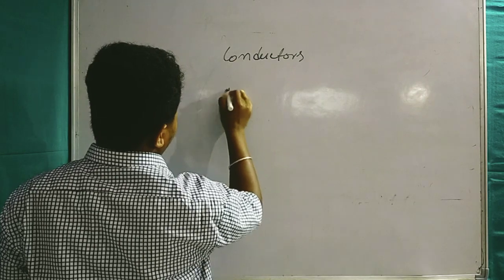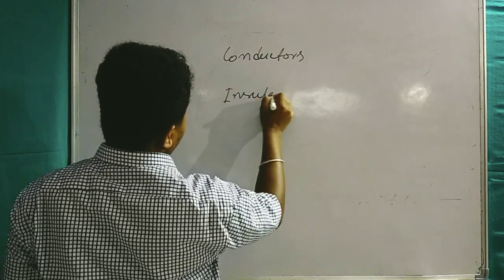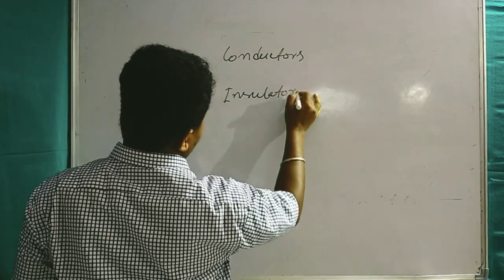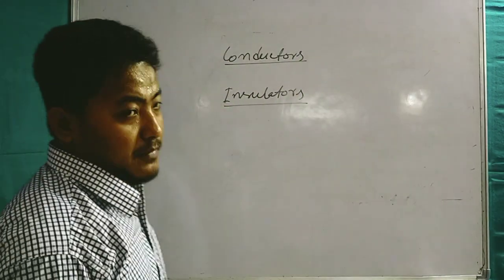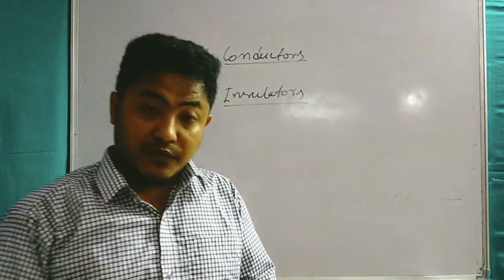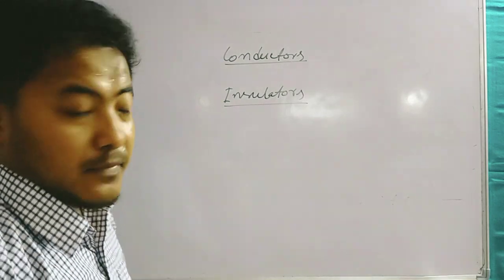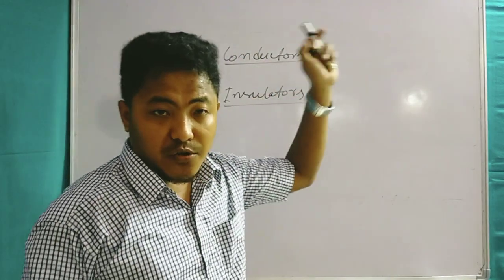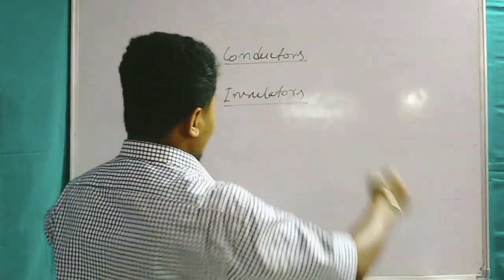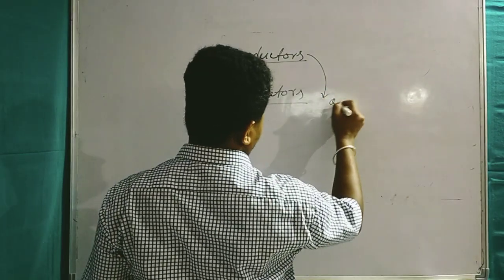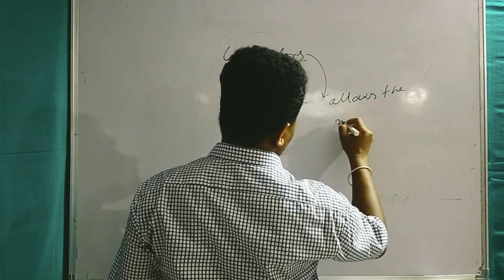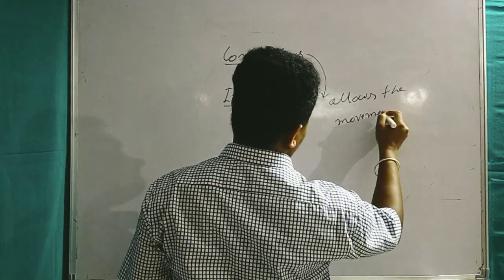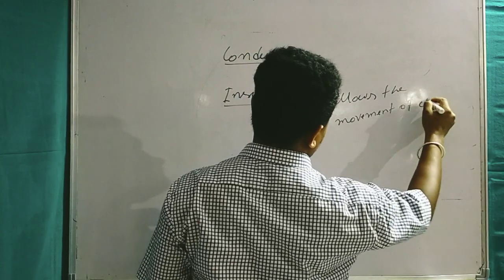Conductors and insulators. These are also two things. We consider them in the properties of electric charge also. So in case of conductors and insulators, what we can say? Conductors are some material which allows the movement of charges.